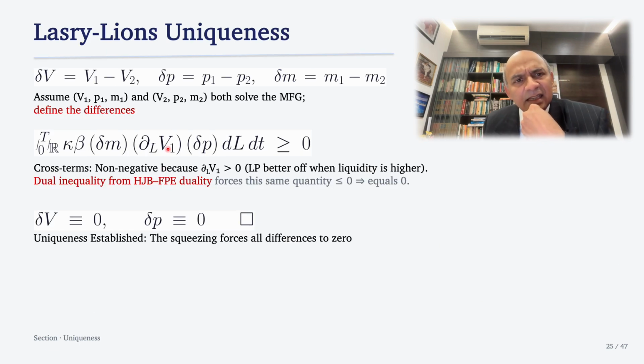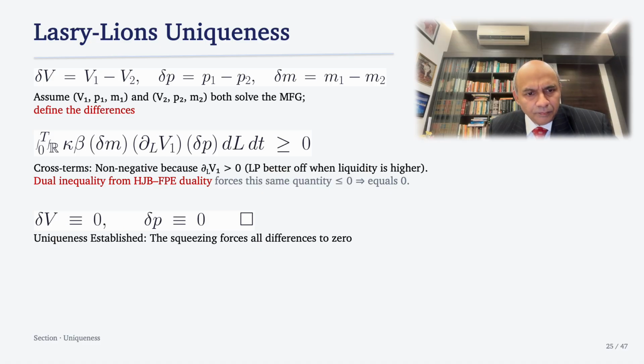In terms of uniqueness, suppose for contradiction two solutions, V1, P1, M1 and V2, P2, M2. We have the deltas here. Basically the strategy is to test the HJB difference against delta P and delta V, and integrate. We test the FPE difference against delta V, and integrate. The Lions duality identity then cancels the volatility cross terms. What remains is a single cross term arising from the McKean-Vlasov coupling. Uniqueness is established because the squeezing forces all the differences to zero.